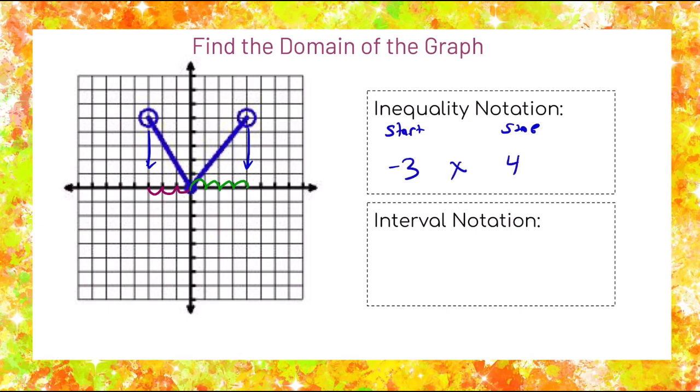Do I have open circles, closed circles, or both? Just open circles. So what would my inequality symbols be? Just like that. That means open. These are open. Now I'm going to do interval notation. -3, 4. Do I want parentheses, brackets, or both? Since they're both open, I want 2 sets of parentheses.